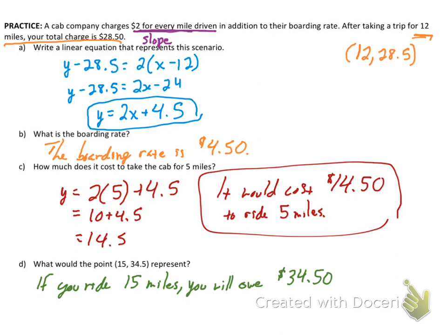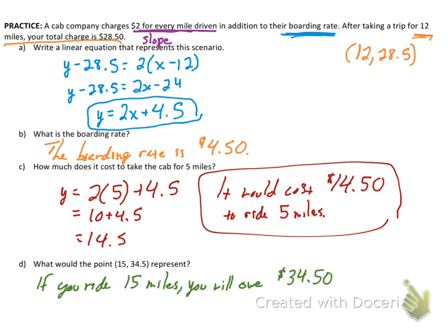Alrighty, so there you see the work for this practice problem. Make sure you understand the different numbers and what they're meaning. So $2 for every mile, that's your slope. That's the rate at which it's increasing. And then that 12 miles, your total charge is $28.50. That's a point. So you can use your point slope form, or if you prefer slope intercept form, you should get the same answer. You get y equals 2x plus 4.5. And you have to understand that y-intercept, that is the boarding rate. That's the boarding rate, which is what you have to pay just in getting in the cab. So make sure you understand that.